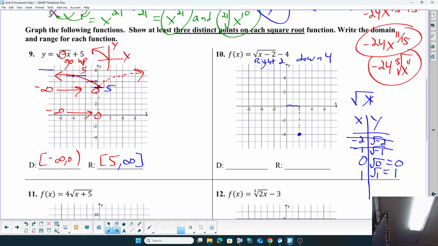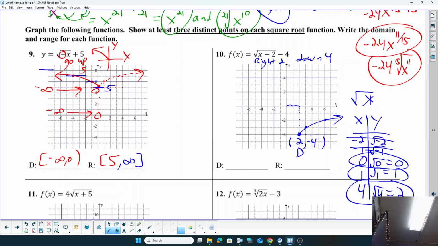And then if you plug in a 4, the square root of 4 is not a decimal. The square root of 4 is 2. So we're going to go 0, 0, over 1, up 1, over 4, up 2 from our new origin, from our new starting point. So we're going to go over 1, up 1, and over 1, 2, 3, 4, up 2. And there it is.